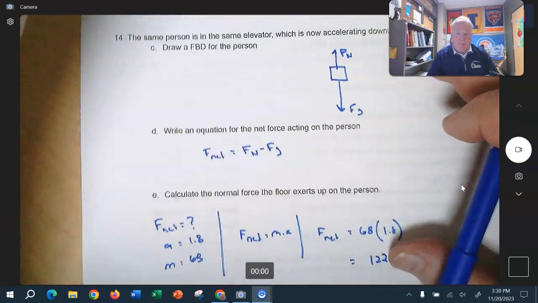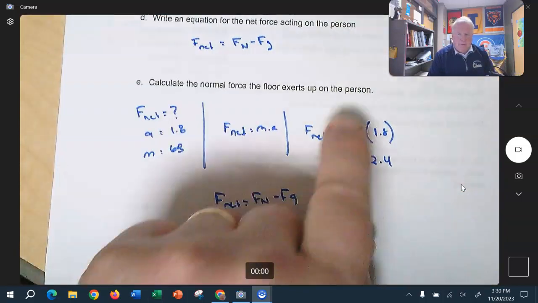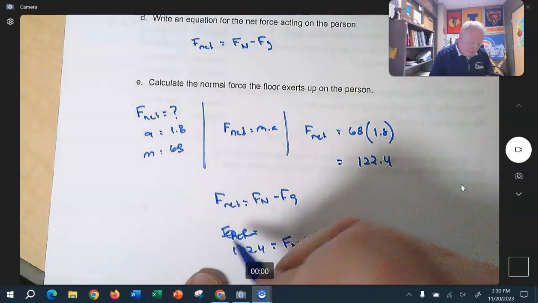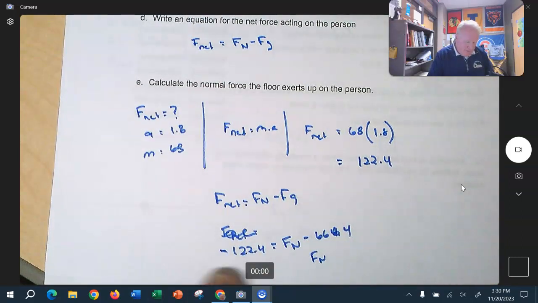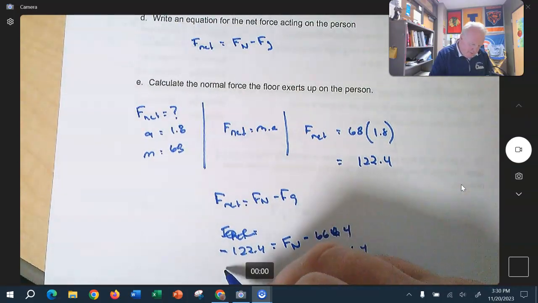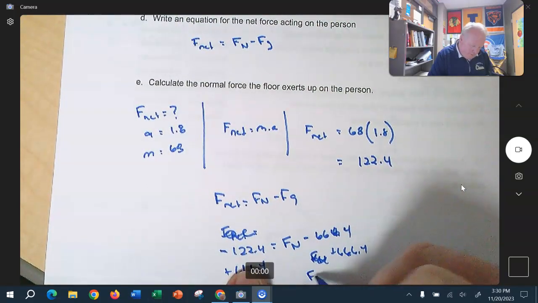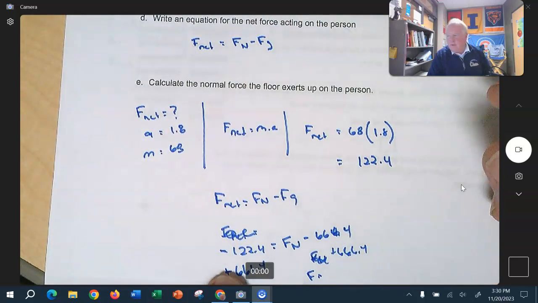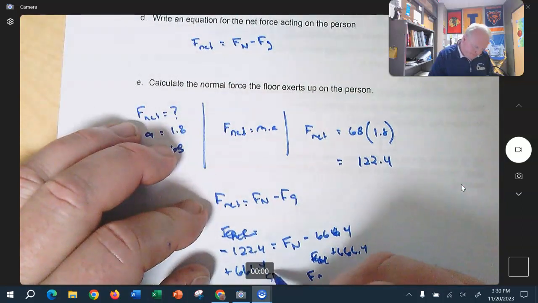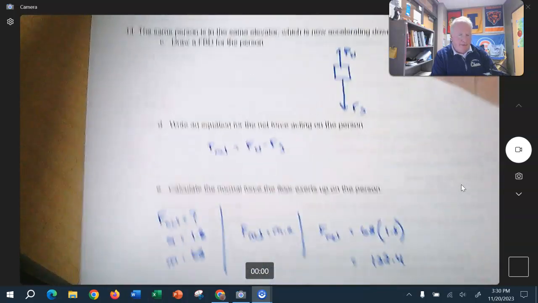Okay, but the only problem is that we need to remember that, at least in my class, this is a negative acceleration, so this is a negative number. And so when we add 666.4 to this side, we'll get F normal equals whatever that is right there. And I think it's 544 newtons. Okay? It'll be much cleaner on the key when I put that together, you guys.